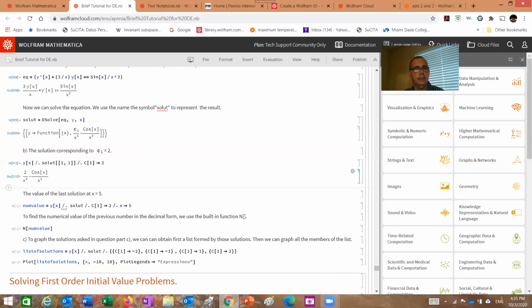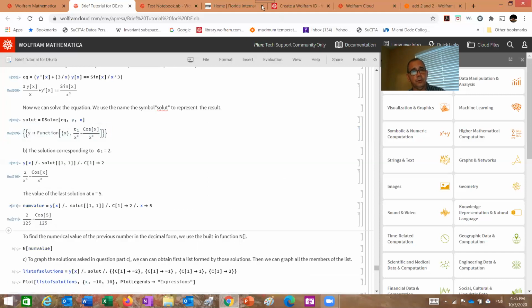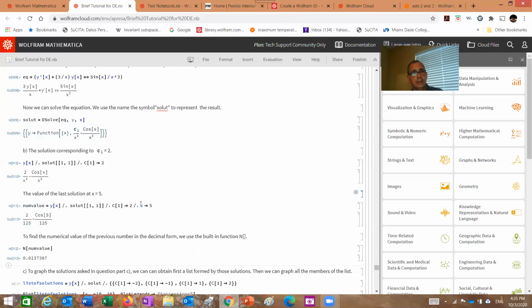And then you are going to find the value of this when x is equal to 5. We're going to do the same thing that we did before, and replace the y in y of x by that pure function defined here, and the C1 by 2, but then the x by 5. In that way, we can get a value for that function. But of course, you get the exact value. If you want to find an approximate value, you need to use the function N, and then you get an approximate value of that number.